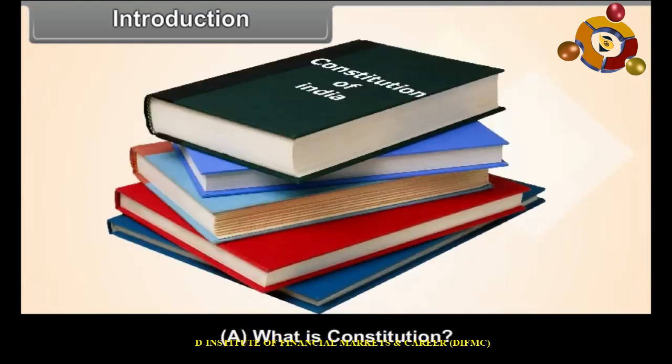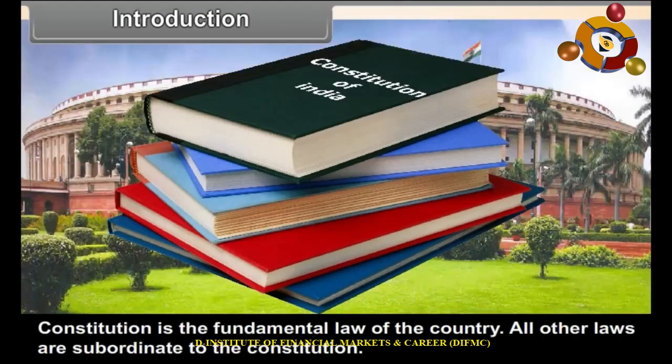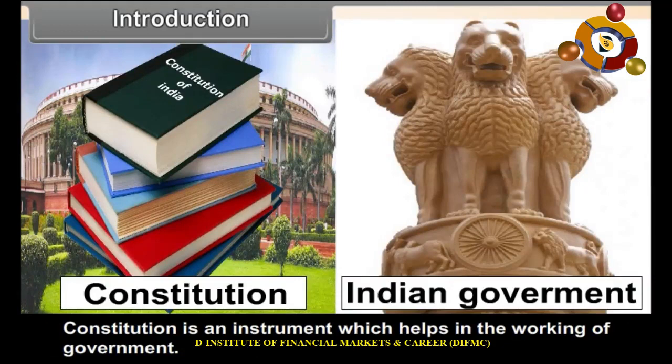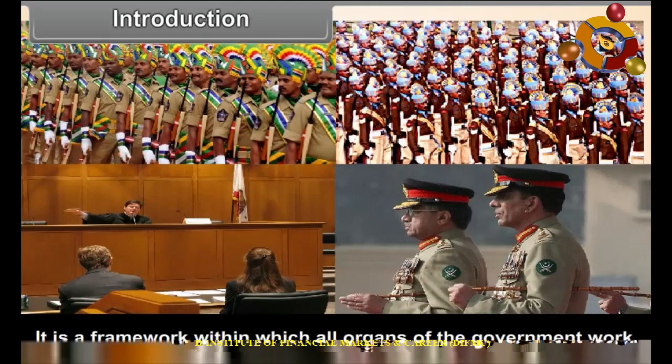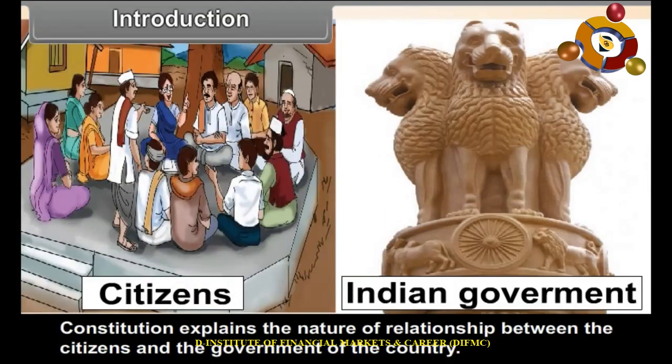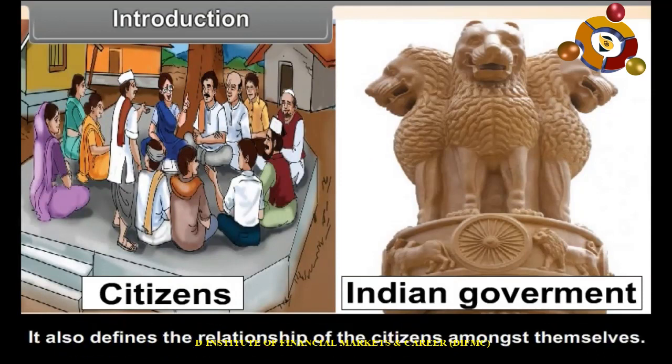A. What is Constitution? Constitution is the fundamental law of the country. All other laws are subordinate to the Constitution. Constitution is an instrument which helps in the working of government. It is a framework within which all organs of the government work. Constitution decides the nature of relationship between the citizens and the government of the country. It also defines the relationship of the citizens amongst themselves.